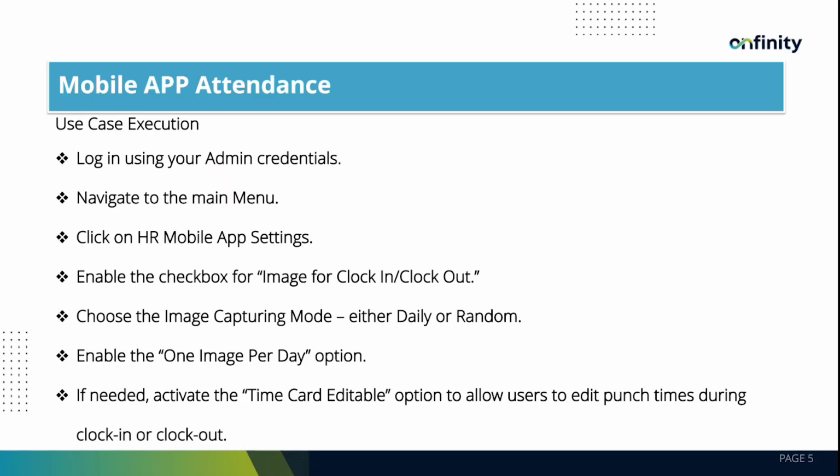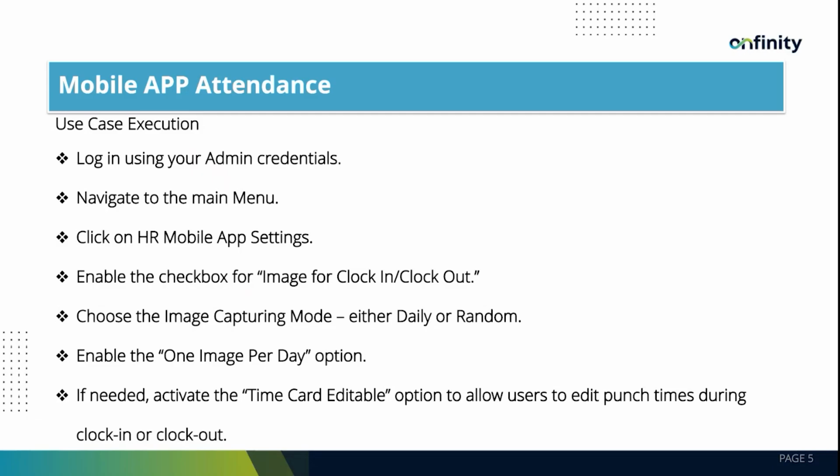You should enable the checkboxes for image for clock in or clock out. Next, choose the image capturing mode, which can be set to either daily or random. Then, enable the one image per day option. If needed, activate the time card editable option to allow users to manually enter their punch time during clock in or clock out. We will now proceed to the web interface to begin the configuration.